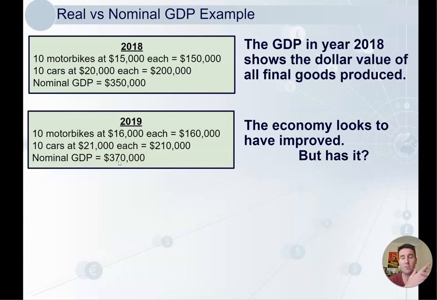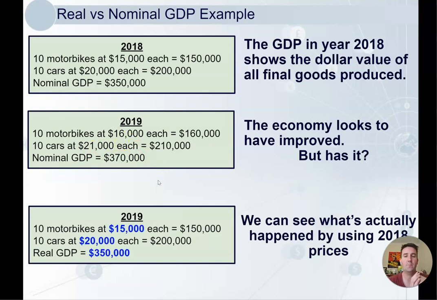So the total value of those final goods and services has increased. But is the economy actually producing more than it has before? No, producing 10 motorbikes and 10 cars. It's the same thing. So what we do, we can see what's actually happened by using 2018 prices. So when we measure what's happened in 2019, we say, well, they're 10 motorbikes, so we're keeping that constant at 2018 prices of 15,000. 10 cars, we'll keep that constant, 2018 prices of 20,000. And we'll see that the real GDP is exactly the same. So we adjust for inflation. That's how we get our real GDP.